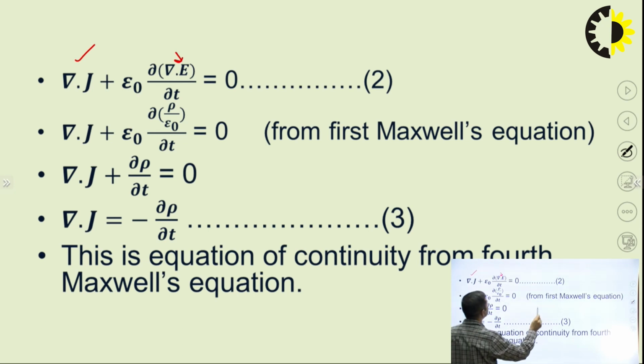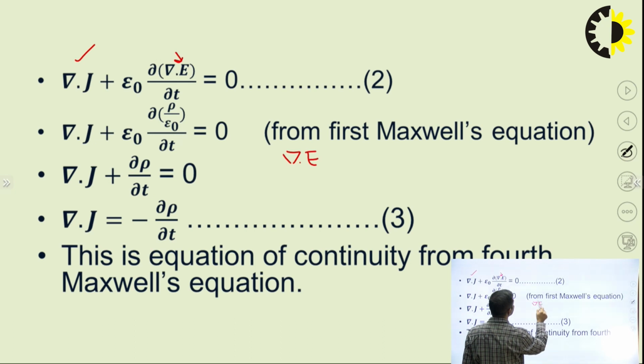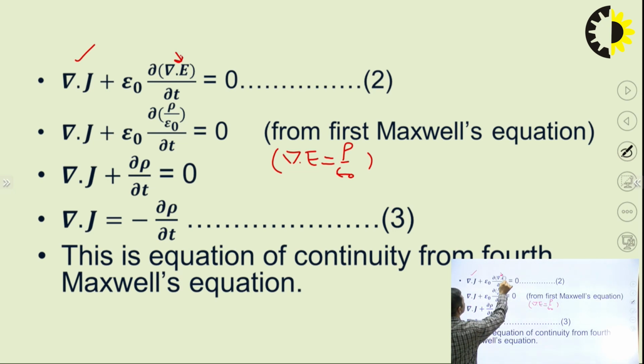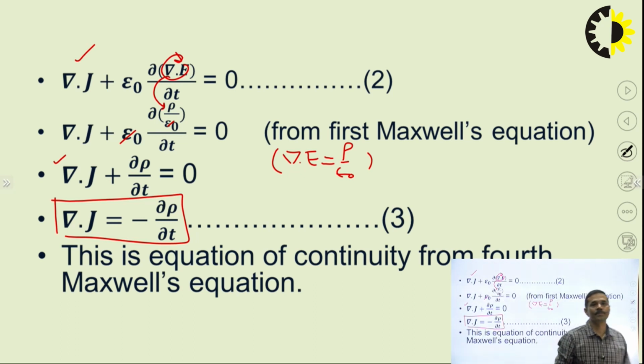And from Maxwell's first equation, we know that the differential form is del dot E equal to rho by epsilon naught. So we can replace this value with the charge density rho, and finally epsilon naught will cancel out, and del dot J plus d rho by dt equal to 0, or del dot J equal to minus d rho by dt. This equation, the third, is known as the continuity equation. So there are a lot of applications of these equations, and this is one of them.